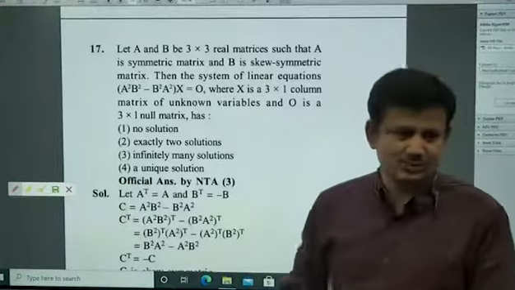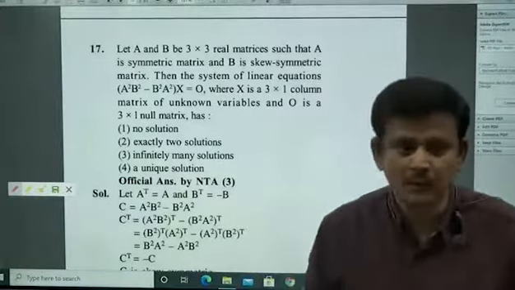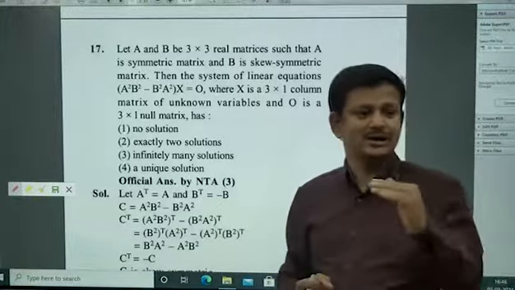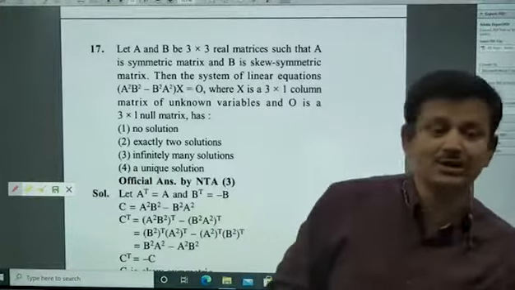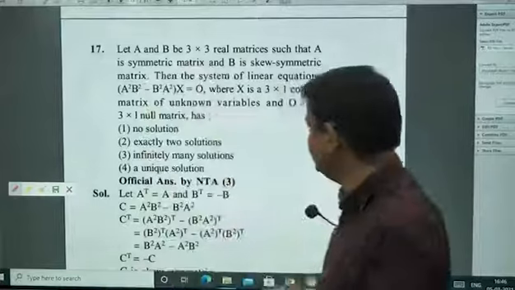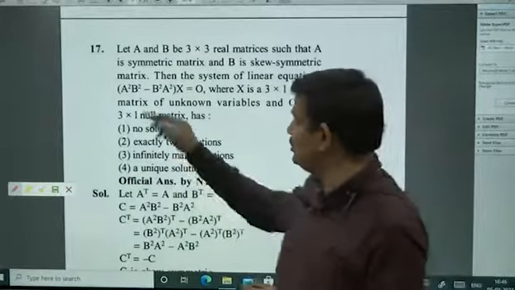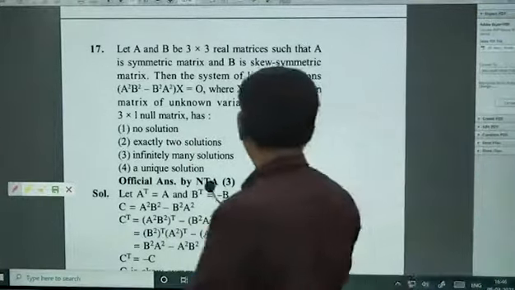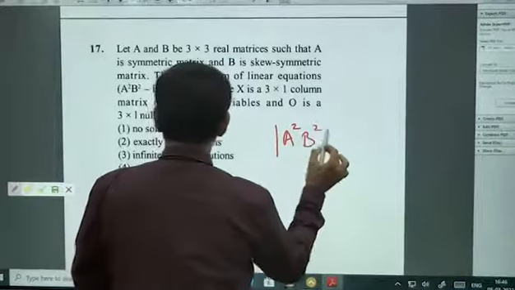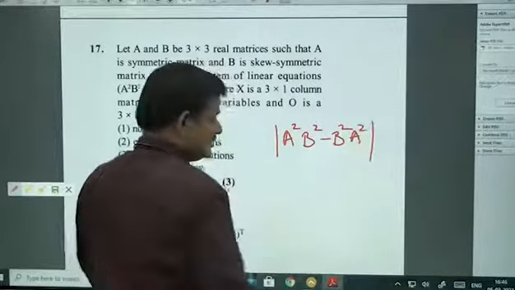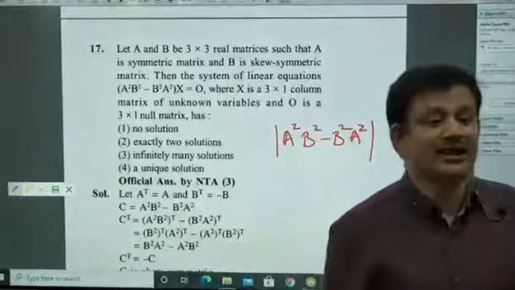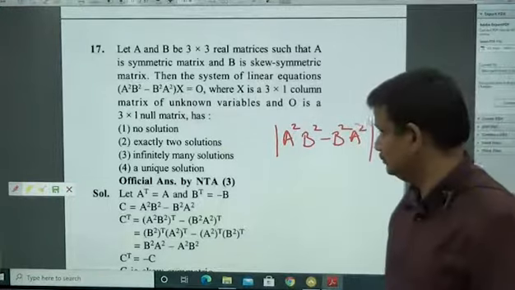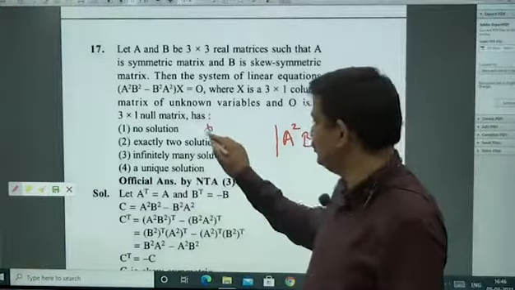So for homogeneous there will be no question of no solution. 0 0 0 will definitely be a solution. Either it will be a trivial case or a non-trivial case. Either there will be unique solution or infinitely many solutions. That is what we need to check. So further what you need to understand, determinant of this whether it is 0 or not. So if you observe delta of A²B² - B²A², if this is 0, then you will have infinitely many solutions. If this is not 0, then there will be only one solution, 0 0 0. Okay, so exactly two solutions is ruled out, no solution is ruled out.